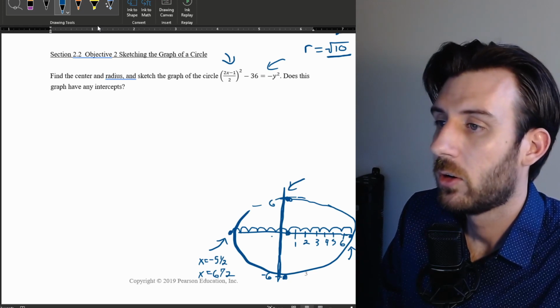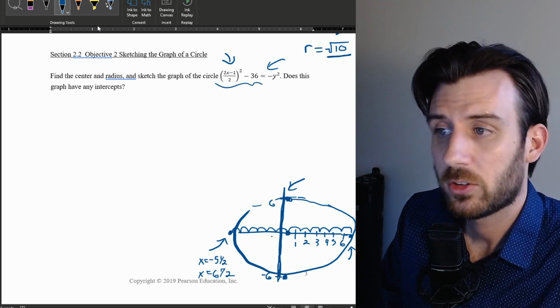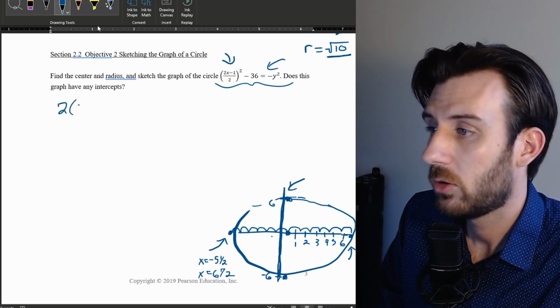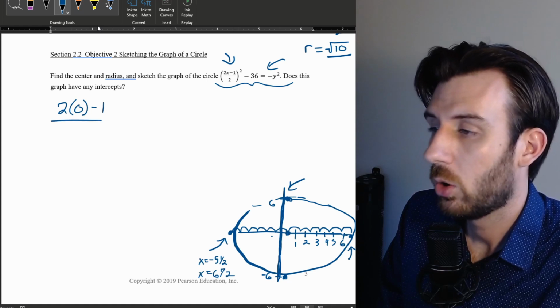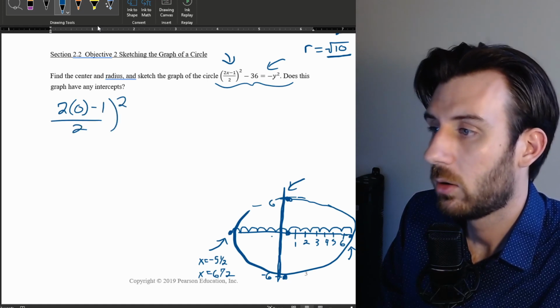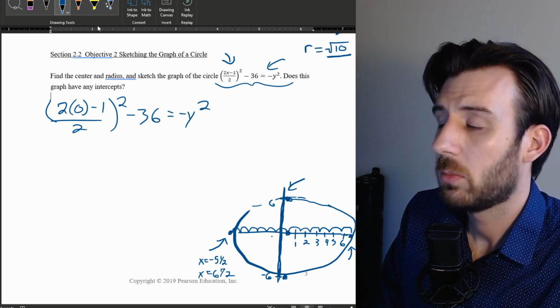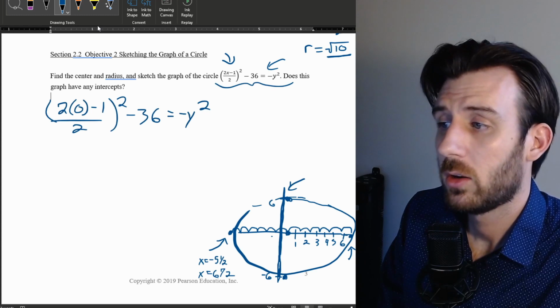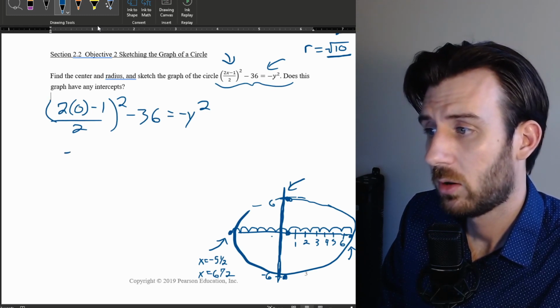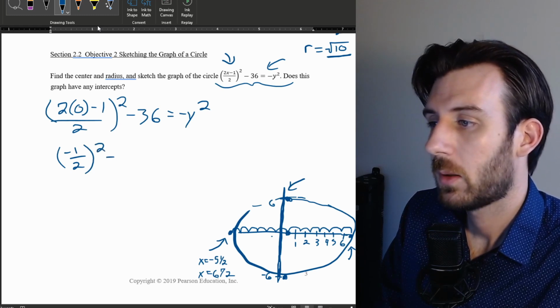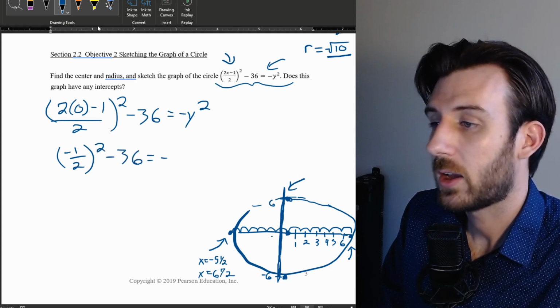So let's go back to our baseline. We can even use this expression right here. And let's put in x equals 0. So that would be 2 times 0 minus 1 over 2 squared minus 36 equals negative y squared. Okay, 2 times 0 would be 0, minus 1 would be negative 1, divided by 2 would be negative 1/2. So I have negative 1/2 squared minus 36 equals negative y squared.